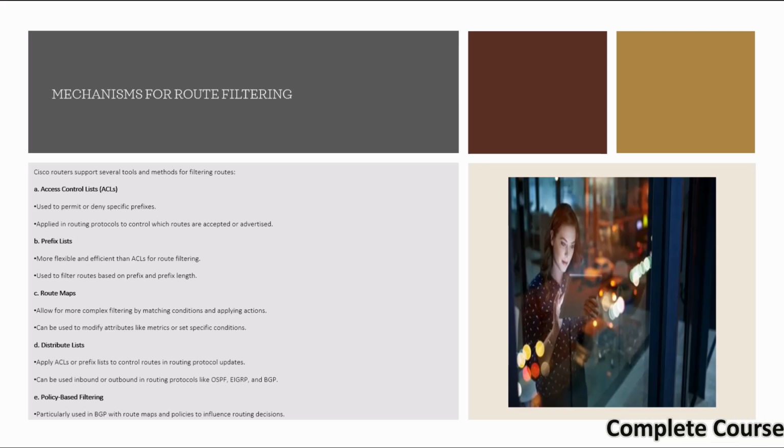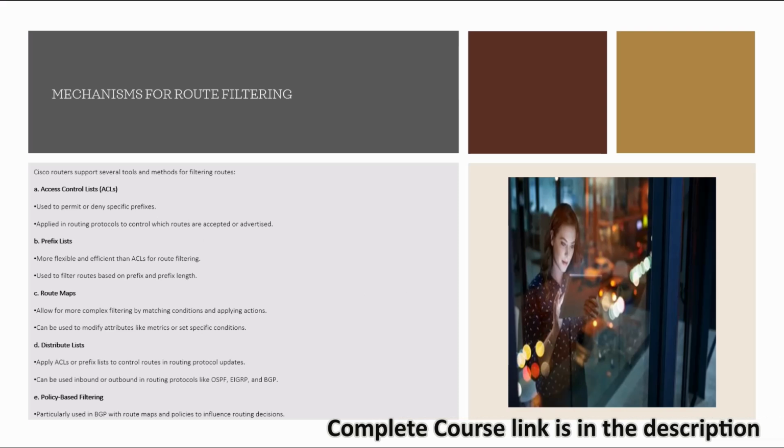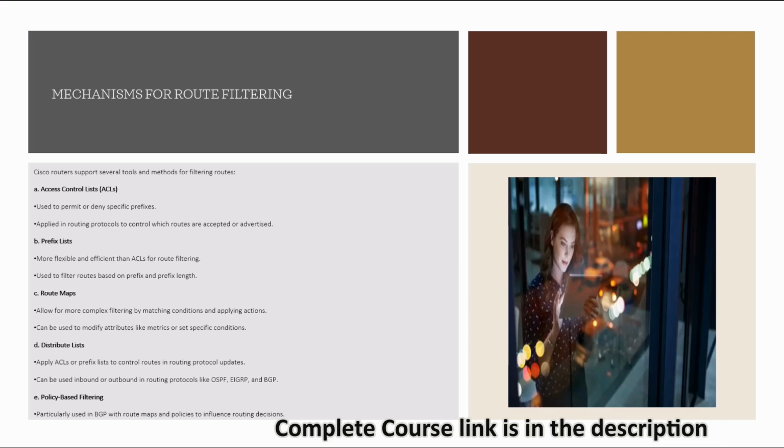Route maps allow for more flexible filtering by matching conditions and applying actions. They can be used to modify attributes like metrics or set specific conditions. Distribute lists apply ACLs or prefix lists to control routes in the routing protocol updates. They can be used inbound or outbound in routing protocols like OSPF, EIGRP, and BGP. And finally, policy-based filtering, particularly used in BGP with route maps and policies to influence route decisions.